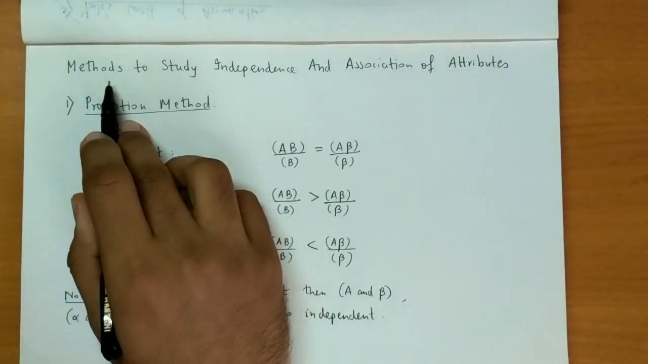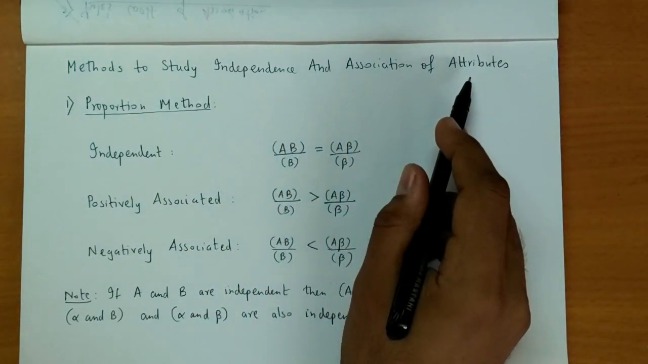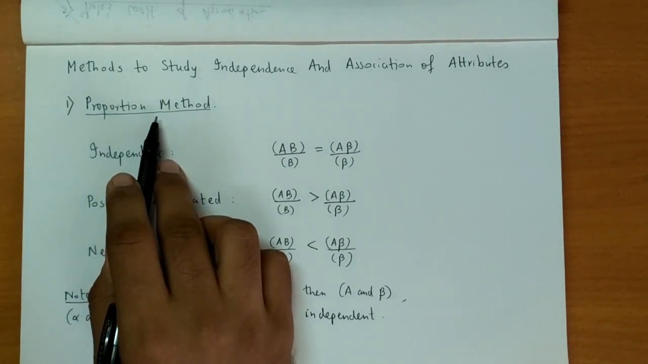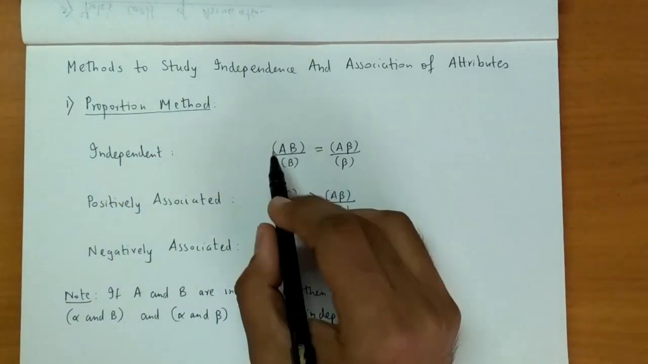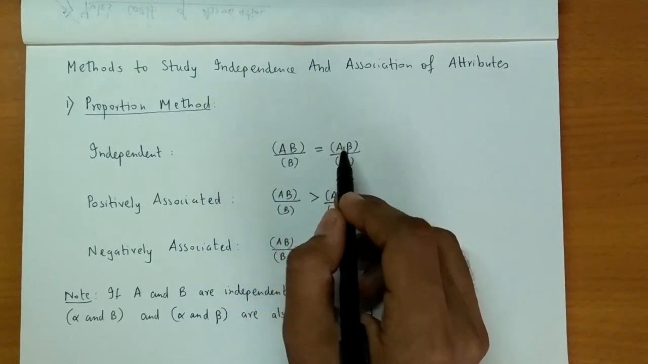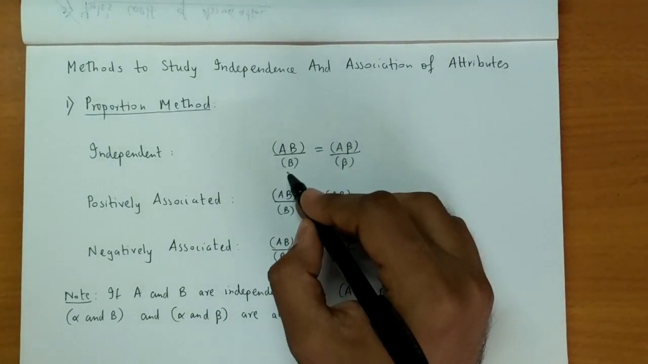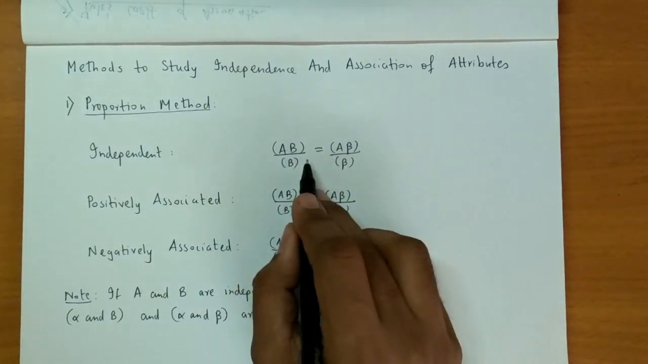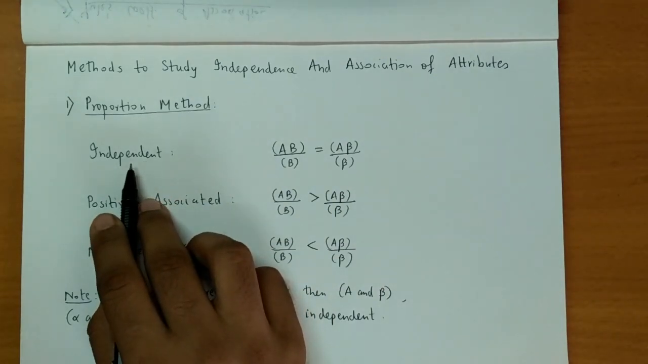Okay, we now study the methods to study independence and association of attributes. अब जो सबसे पहला मेथड है वो है proportion method. Now in the proportion method what we do is we check the proportion of A amongst B and the proportion of A amongst beta. यानी हम रेशियो चेक करते हैं AB अपॉन B एंड A बीटा अपॉन बीटा. अगर ये दोनों ratios equal आ गए then we say the attributes are independent.